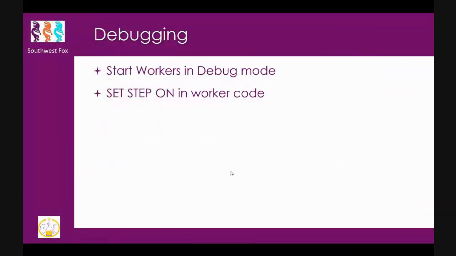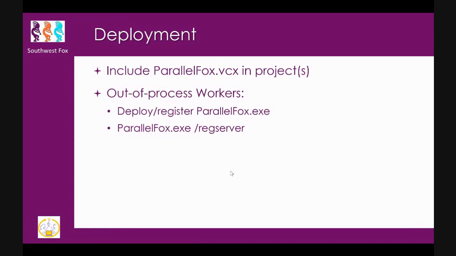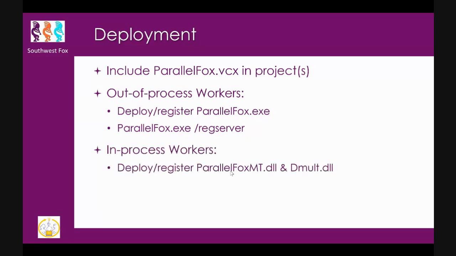Just a quick word about deployment. It's pretty simple. Include ParallelFox VCX in your projects that are going to use ParallelFox. If you're going to use the out-of-process workers, the default, you need to deploy and register ParallelFox EXE. If you're going to use the in-process workers, you need to deploy and register ParallelFox MT DLL and accompany that with Christoph's demult DLL.